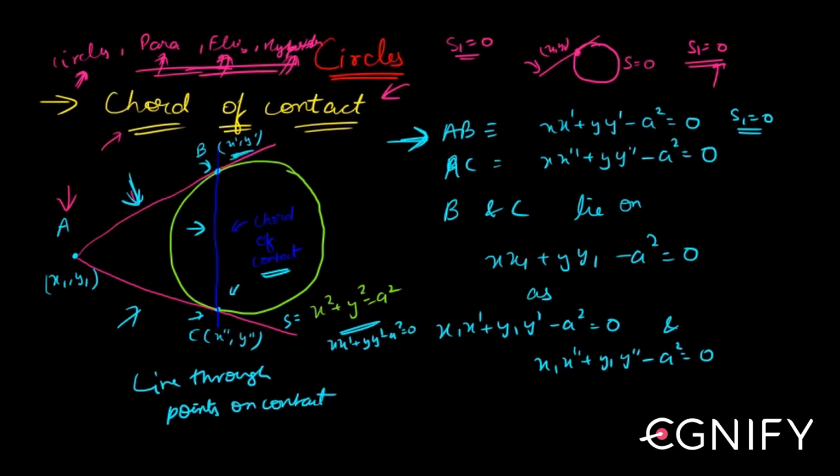Similarly, what is the equation of the tangent passing through C? Do S1 equal to 0 at C. So this time you will do x into x double dash plus y into y double dash minus a square. I hope you are following this. So this is your AB, this is your AC.